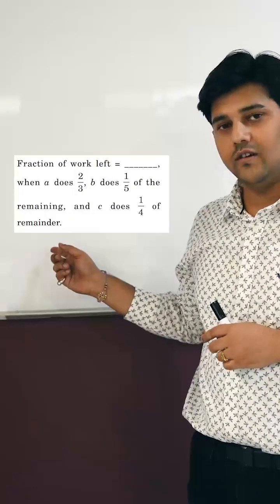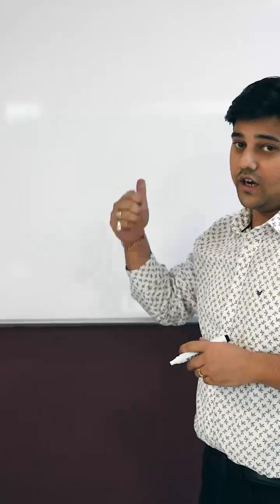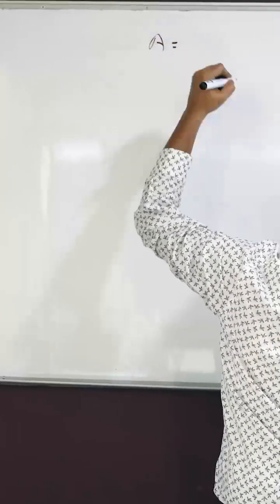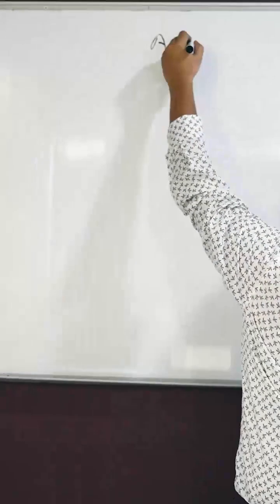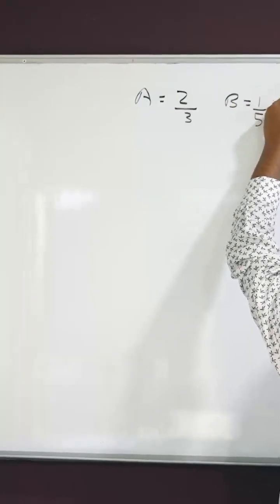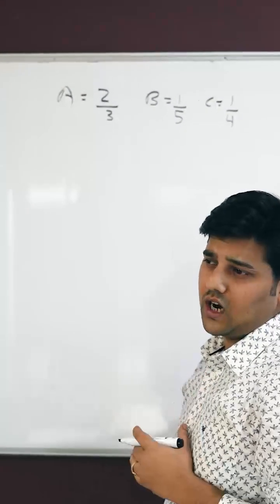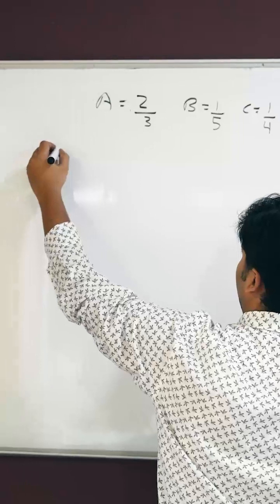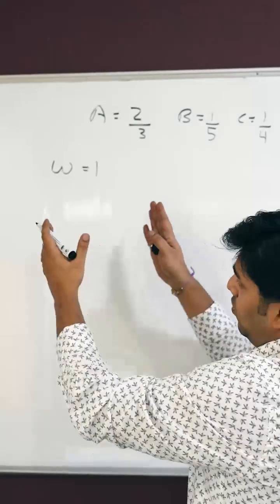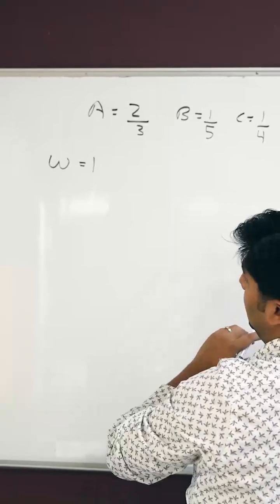Here is the question. Pause the video for 30 seconds and see if you can handle this question. Okay, so now let's try to solve this question. Here, if you notice, there are 3 fractions given in the question. Let's say A is 2/3, B is 1/5, and C is 1/4. Now, most of the time, how does the student start this question? The student starts by taking the total work as 1. Let's try the method most students use, and then we'll understand an interesting way of handling this question.